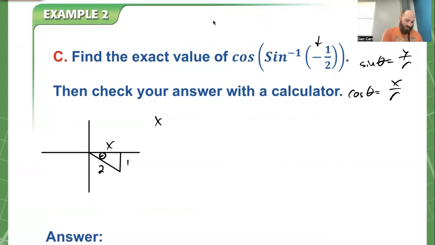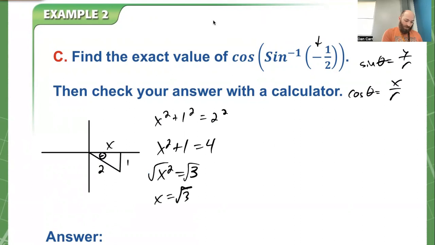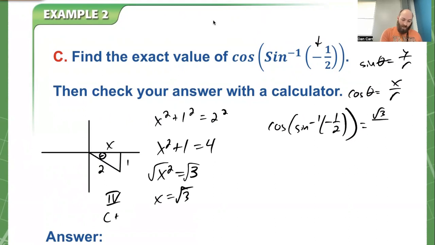Okay, so I can do x squared plus 1 squared is equal to 2 squared. X squared plus 1 is equal to 4. Subtract that over, I get x squared equals 3, and then I square root that, and I get root 3. This is a special right triangle, if you recognize that as a shortcut. Remember, in the fourth quadrant, cosine is positive, so this is actually going to be a positive value. The cosine of the inverse sine of negative 1 over 2 is the adjacent root 3 over the hypotenuse 2, and it will be positive.